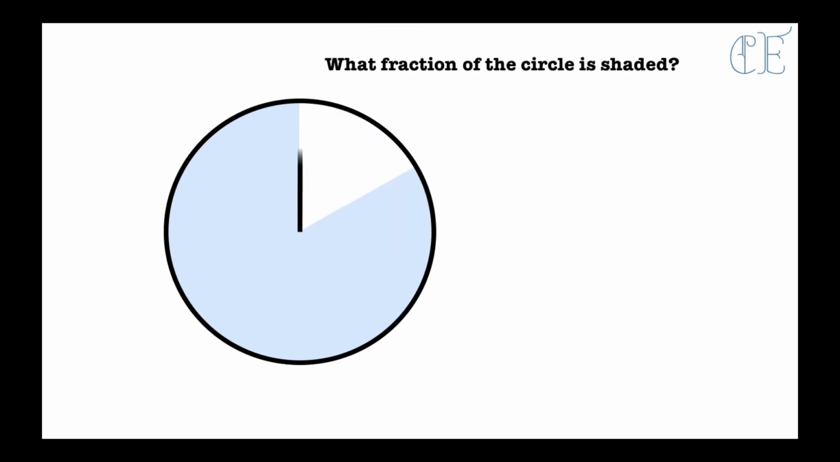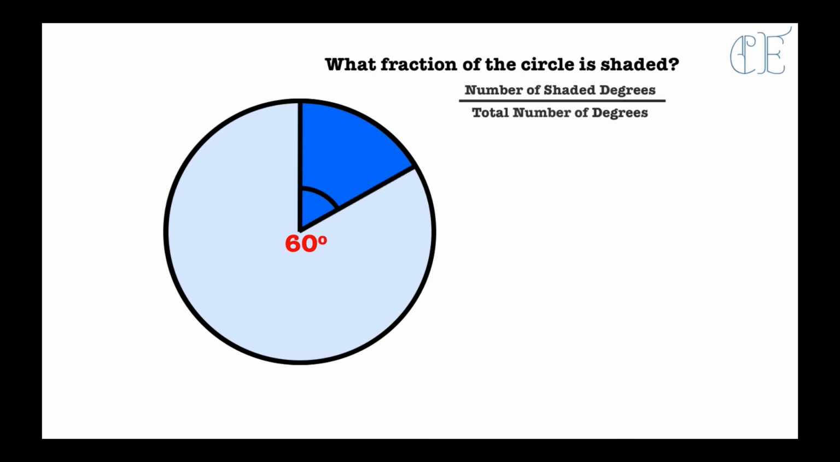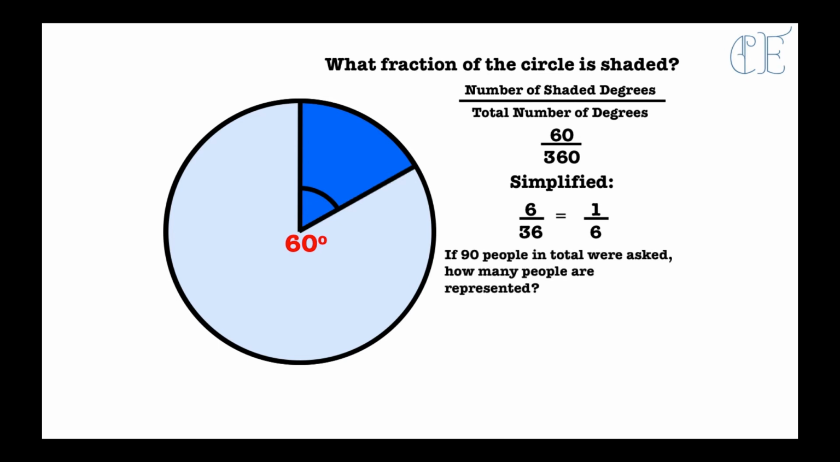Okay, so one more then. What fraction of the circle is shaded? Again, 60 degrees out of 360. We can simplify by taking off the zeros, giving us 6 over 36. And we can divide by 6, giving us 1 over 6. So, if 90 people in total were asked, how many people are represented here? So we need to find 1/6 of 90. So again, to make it easier, 1 divided by 6, and then equals, and then press times 90, giving you 15, okay?